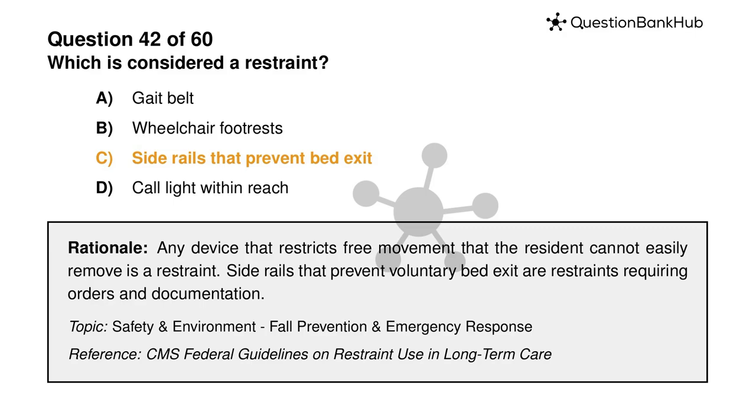The correct answer is C. Side rails that prevent bed exit. Any device that restricts free movement that the resident cannot easily remove is a restraint. Side rails that prevent voluntary bed exit are restraints requiring orders and documentation.